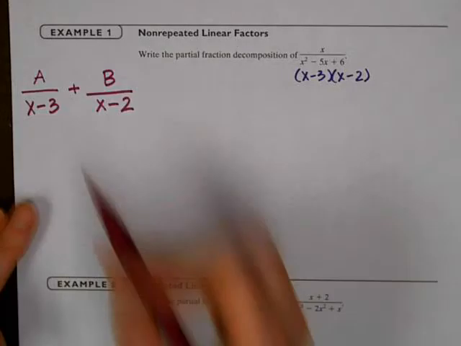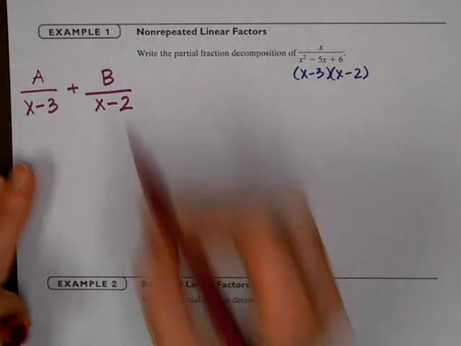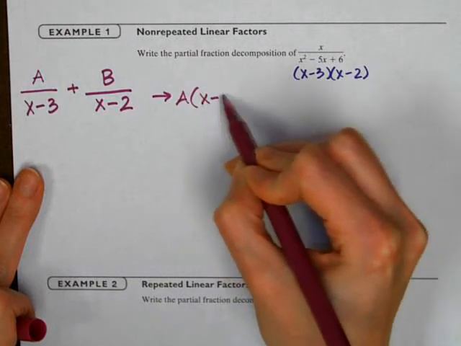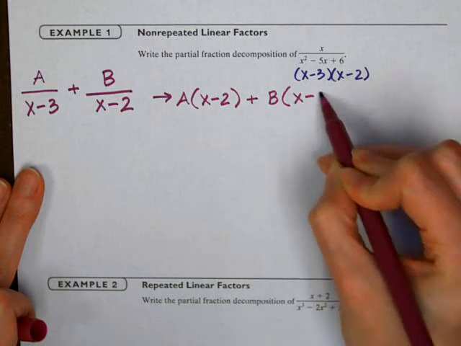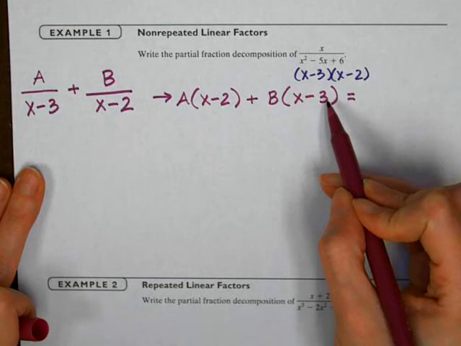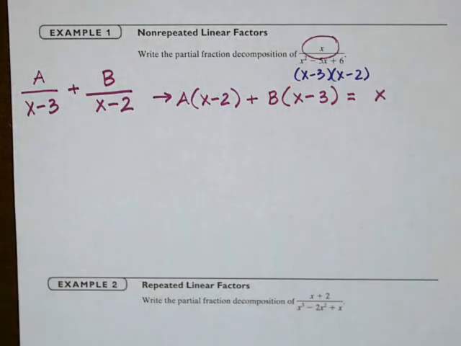And now remember, you're kind of like cross-multiplying. You're trying to find the new numerator if you were to get a common denominator. So the A would be multiplying by the x - 2, plus the B would be multiplying by the x - 3. And let's keep in mind, this is the new numerator, so it's going to be equal to x in the end.